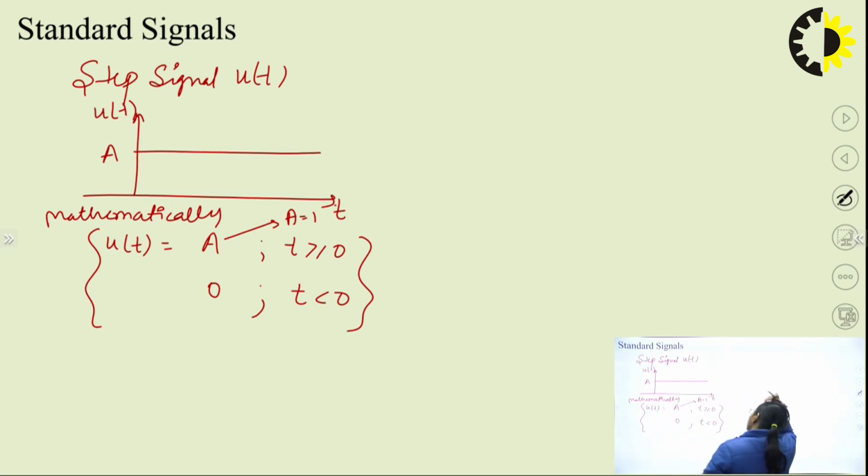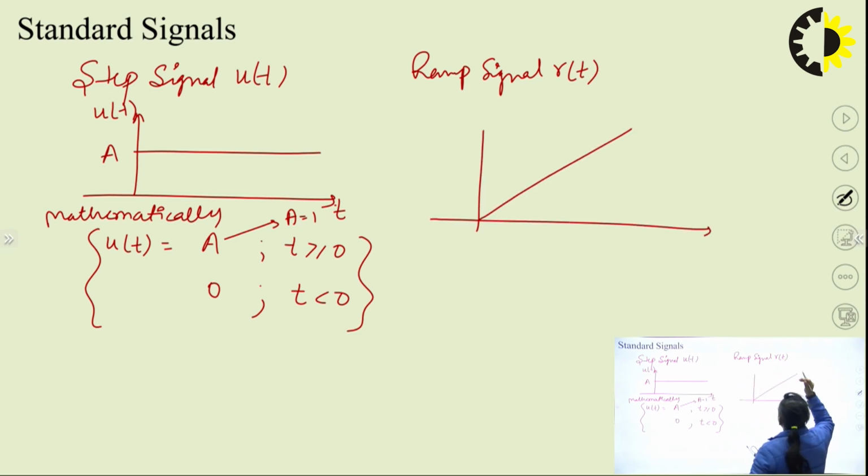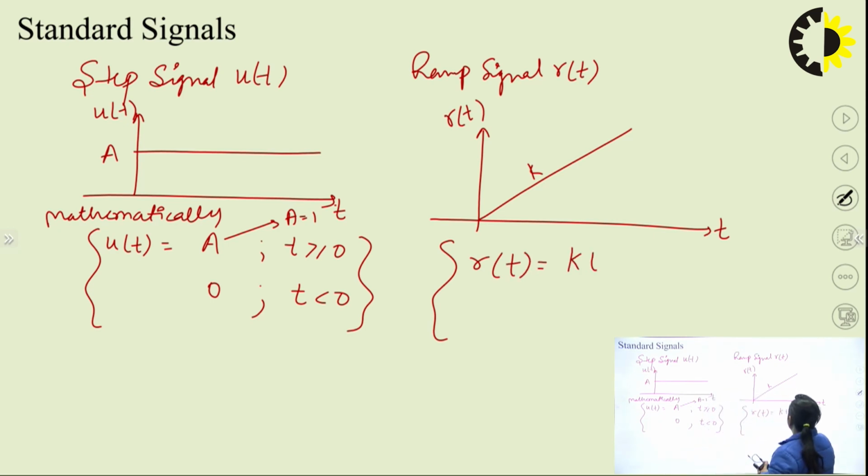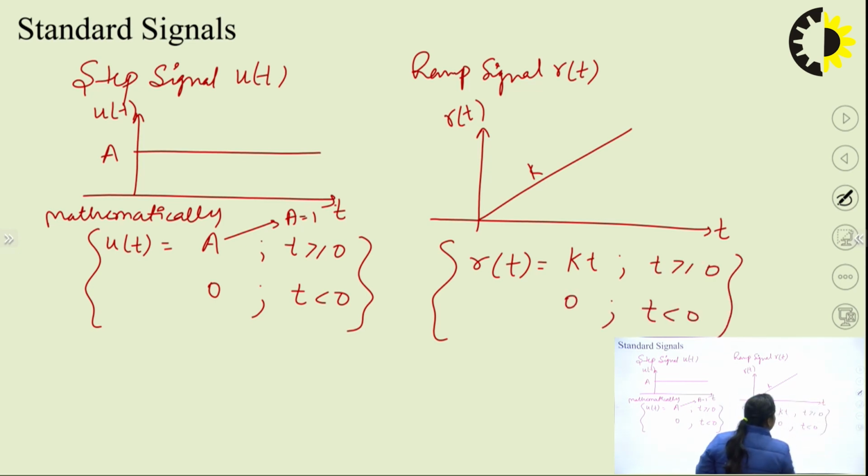Similarly, the ramp signal is represented by r(t). The ramp signal is represented by a straight line with, let's say, slope K. Graphically I can represent the ramp signal like this, and mathematically r(t) will be equal to K times t for t greater than or equal to 0, and 0 for t less than 0. If I am talking about the unit ramp signal, then the value of K will be equal to 1.